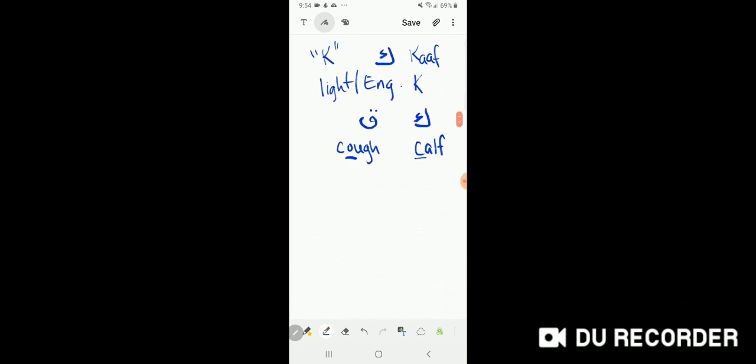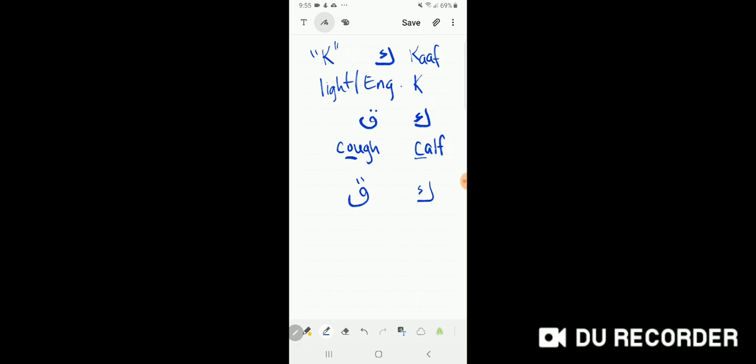I'm going to say a word and you tell yourselves which letter you think it is. If I say bakir, it sounds like the English K, so it's going to be the kaf. But if I said baqir, see how the whole word sounds a little bit heavier? That would be the qaf.